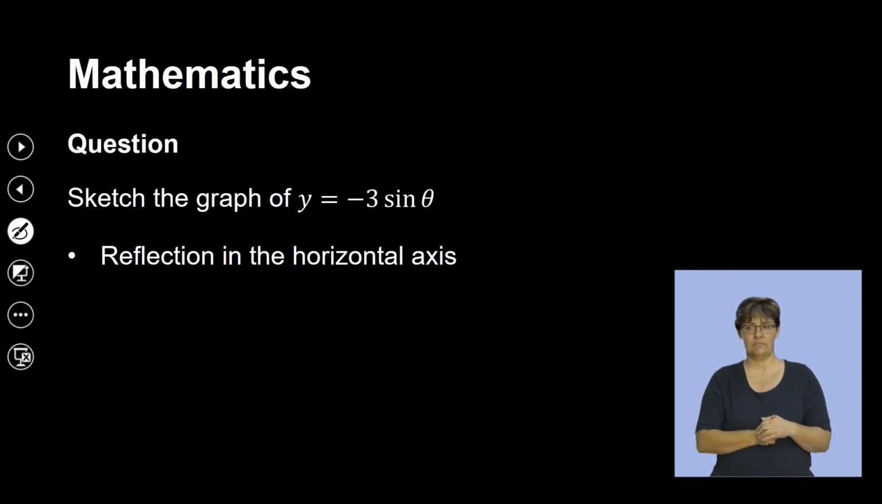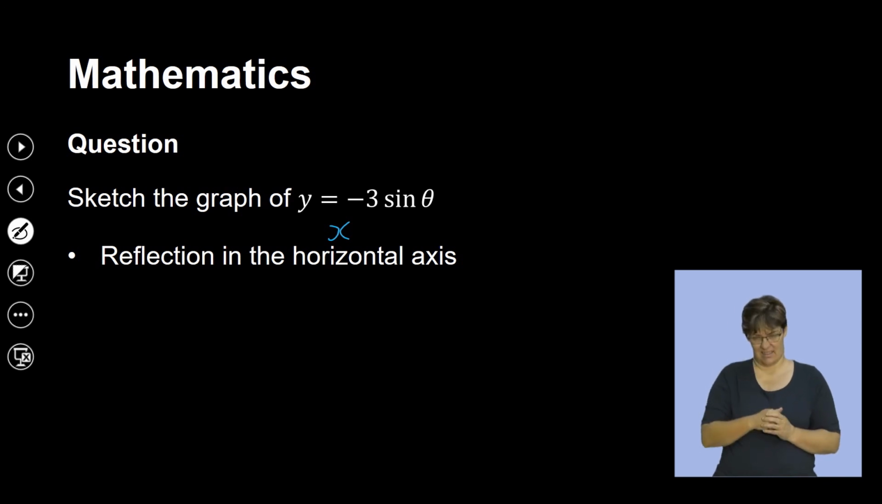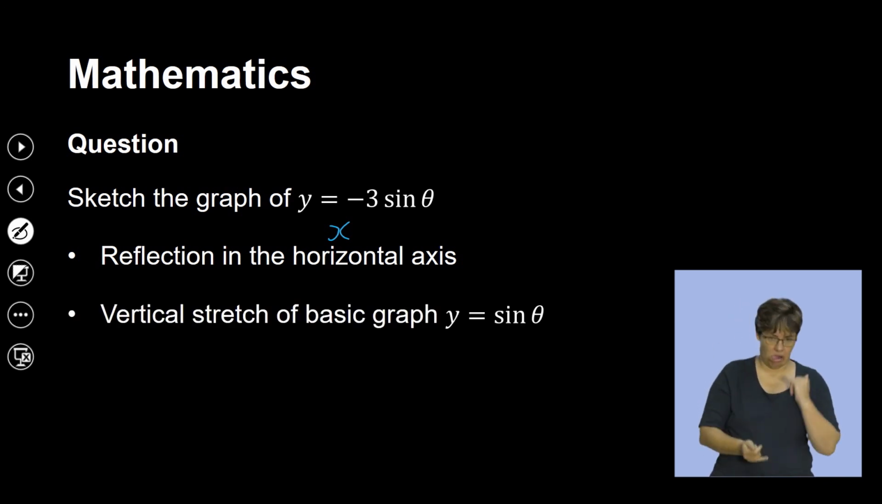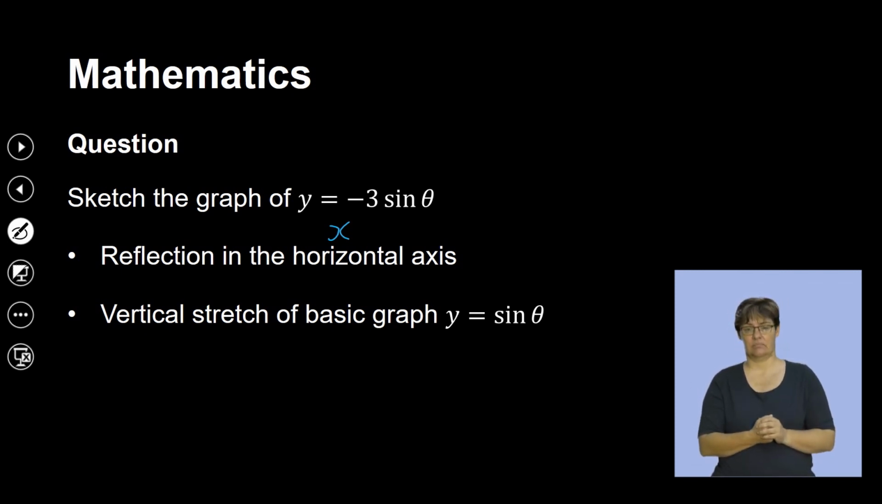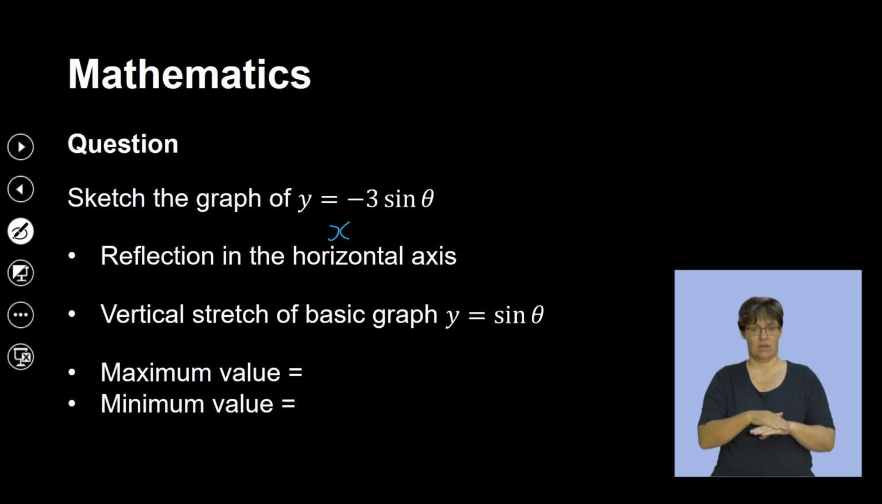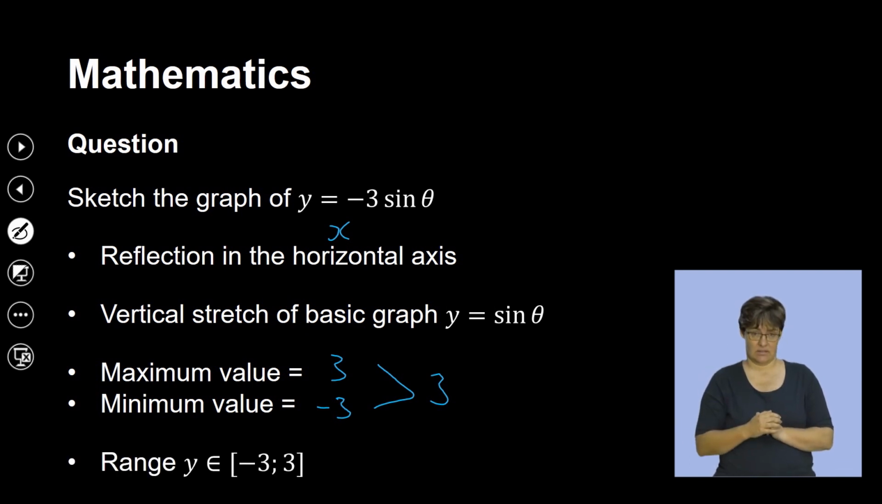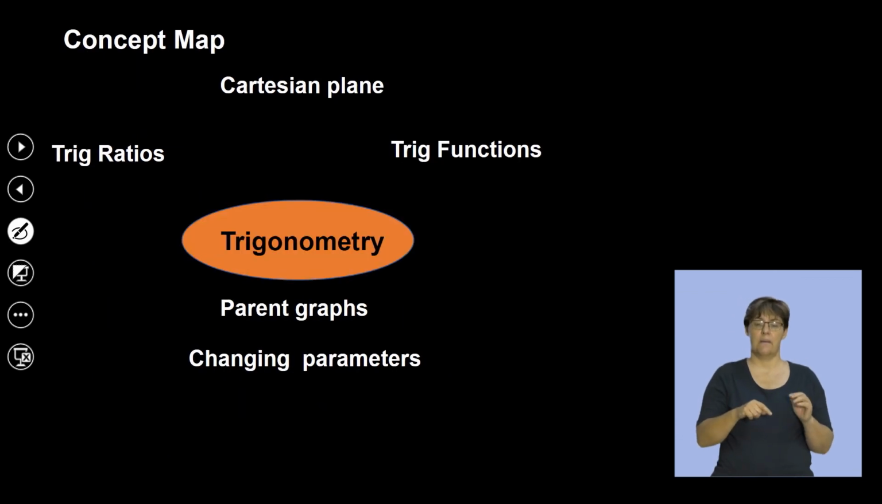Now, if you just look at this, it's actually the reflection in the horizontal axis, which is the same as the x-axis. I'm not really calling it the x-axis here because we're normally using theta, and you might then mistake that for x. It's a vertical stretch of the basic graph, sine theta, and the maximum value here is still going to be 3, the minimum value will be -3, and the amplitude will be 3. And then our range will be between -3 and +3.